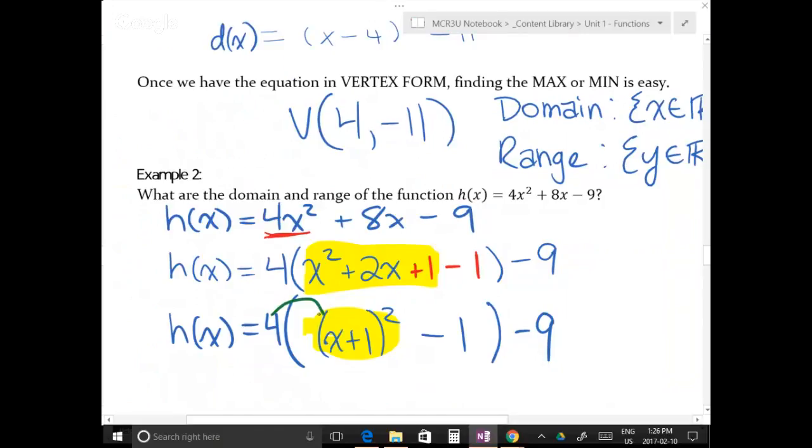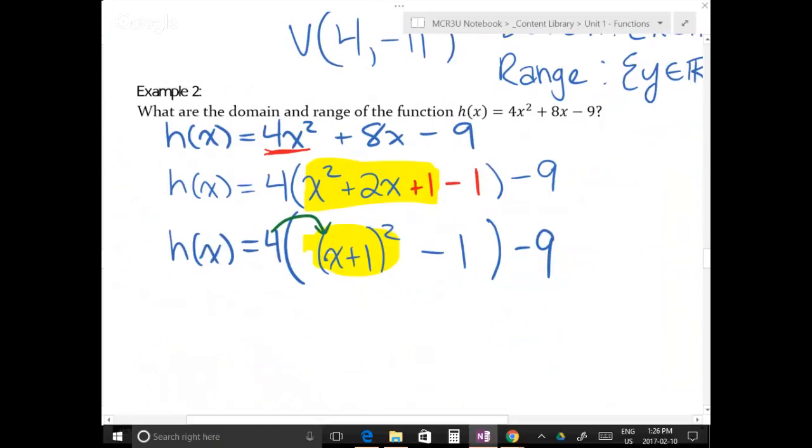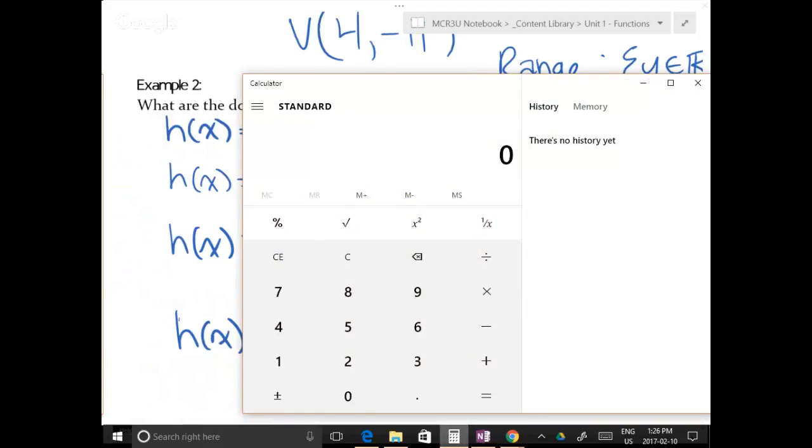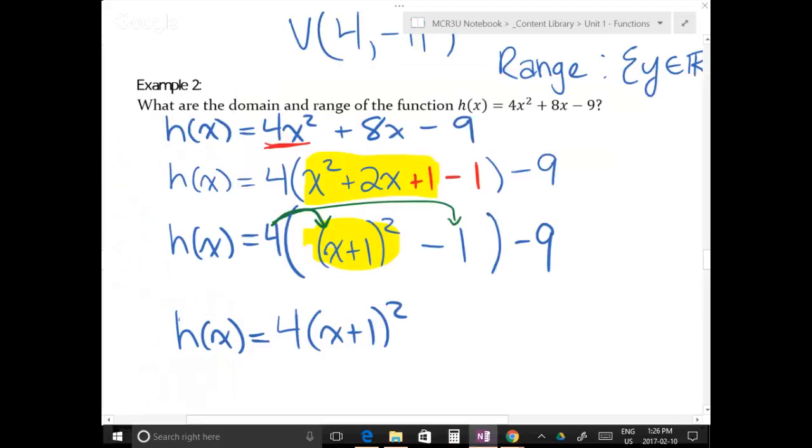So we would do 4 times x plus 1 squared, 4 times negative 1. And what would that work out to be? 4 times x plus 1 squared. And then what's 4 times negative 1? Yep. Minus 4. And then, of course, we can't forget at the end, minus 9. We already used the minus 1.